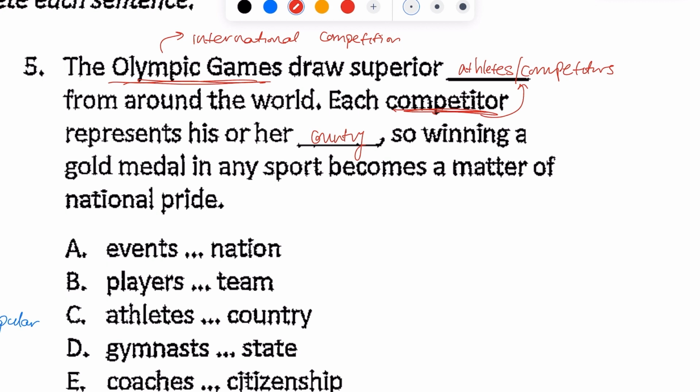All right, so you go through all the choices and see which ones are synonyms here. So the first blank, you have athletes or people who compete. So players would be okay. Athletes would be okay. Gymnasts could be okay too, but it's not just for gymnasts because you have swimmers and archers and everything. And coaches wouldn't work and events won't work. Now each competitor represents his or her country. So country would be fine. You could also say nation, but we see choice C is probably the best because it sounds, again, the most natural.